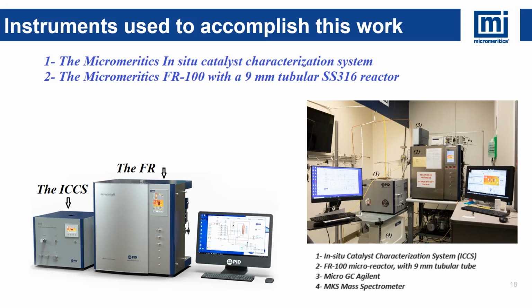This is more or less a picture of our lab here. As you can see on the left side, we have the ICCS, the small units, and the FR100 micro reactor. And on the right side is a picture of the laboratory. As you can see, number one is the system called the in situ catalyst characterization system, ICCS.